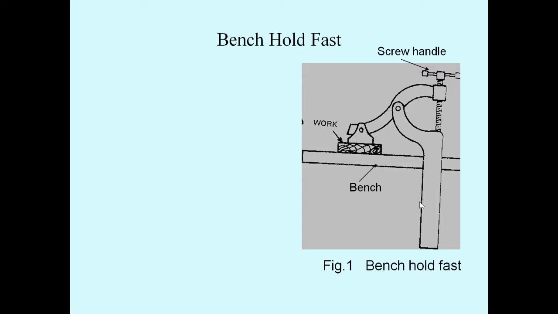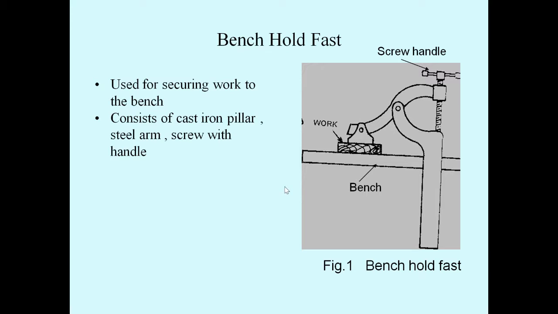Next one is the bench hold fast. This is a diagram of a bench hold fast. It is used for securing work to the bench. With the help of this bench hold fast, we can hold the workpiece on the bench, or secure the work on the bench.